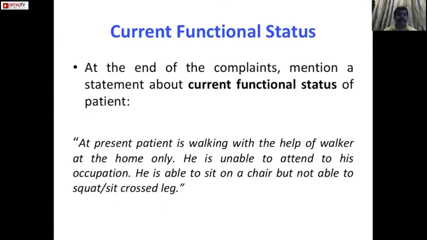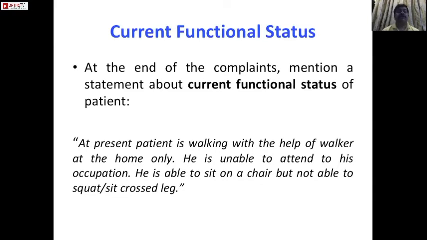And then finally, you need to summarize in maybe one line the current functional status of the patient. One example could be: at present, the patient is walking with the help of a walker only at his home. He is unable to attend to his occupation. He is able to sit on a chair, but unable to sit cross-legged or squat. So it gives you a bird's eye picture of what sort of functional status the patient has on the basis of history itself.